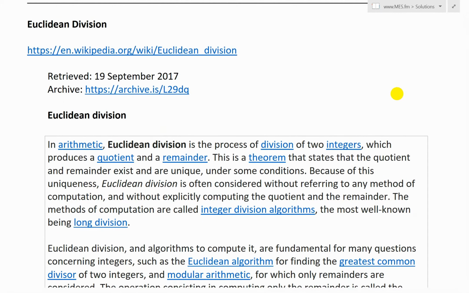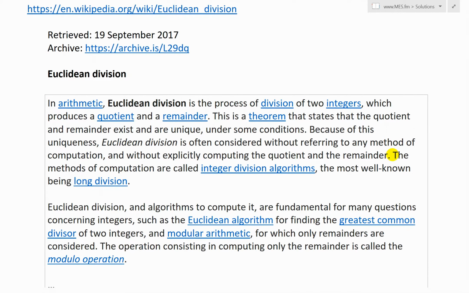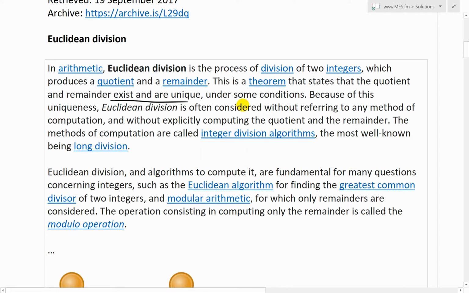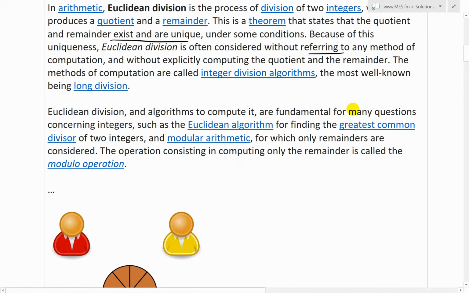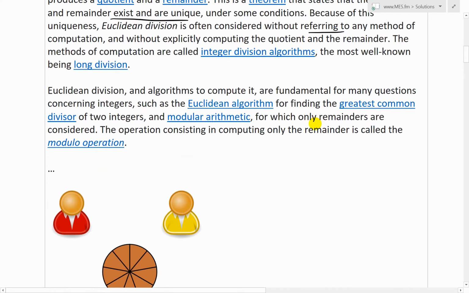So Euclidean division in arithmetic. Euclidean division is a process of division of two integers which produces a quotient and a remainder. This is a theorem that states that the quotient and remainder exist and are unique under some conditions. Because of this uniqueness, Euclidean division is often considered without referring to any method of computation and without explicitly computing the quotient and the remainder. The methods of computation are called integer division algorithms, the most well-known being long division.